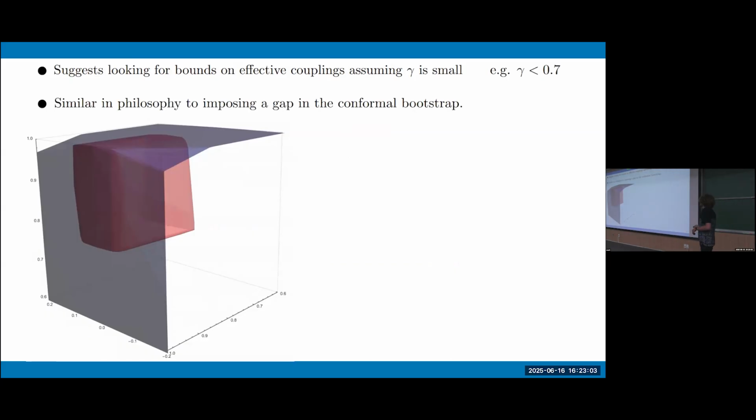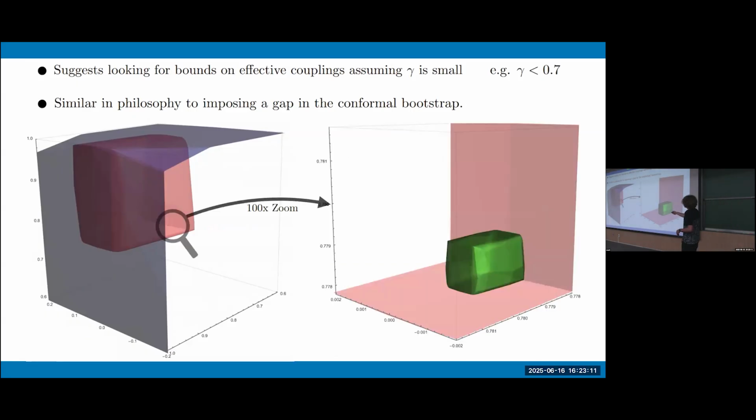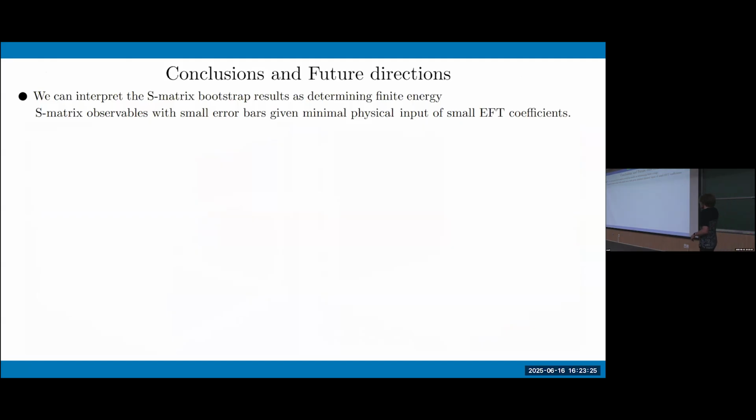And you find that, well, for those that are familiar, this is similar in philosophy to imposing a gap in the conformal bootstrap to isolate theories of interest. Now, if you do so, you learn that these effective couplings must live in this very tiny green island, which is 100 times smaller in linear dimension compared to the red surface. So now we can determine these effective couplings to 3 digits. So a way to interpret these S matrix bootstrap results is that we are now able to determine these finite energy S matrix observables with small error bars, given minimal assumptions, given the minimal physical input of small effective field theory coefficients, which we learned from lattice.